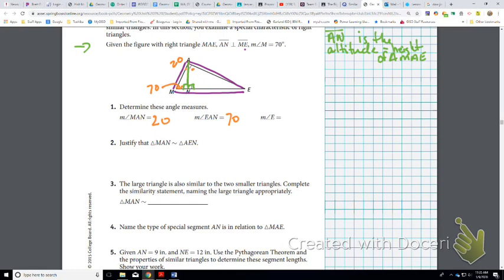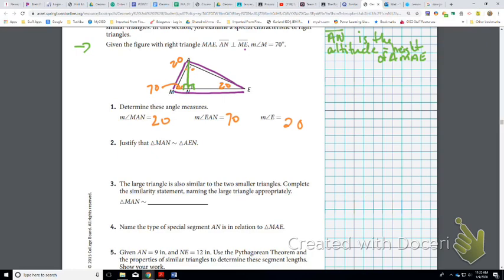All right, measure of angle E. 20. How did you figure that one out? You're back to the big triangle. The measure of angle M is 70, the measure of angle A is 90, and so E has to finish out the 180. Any questions on that?